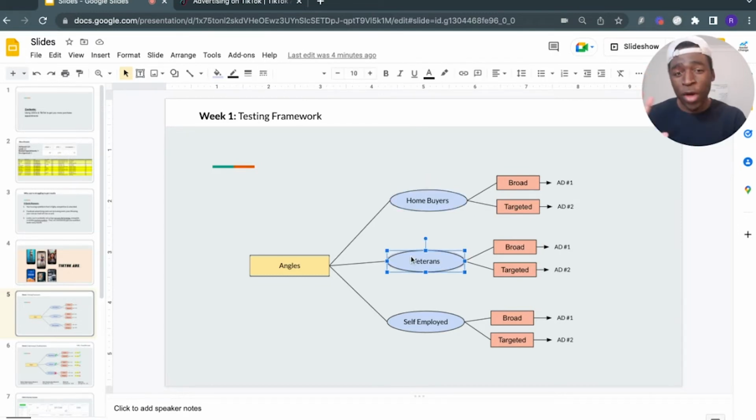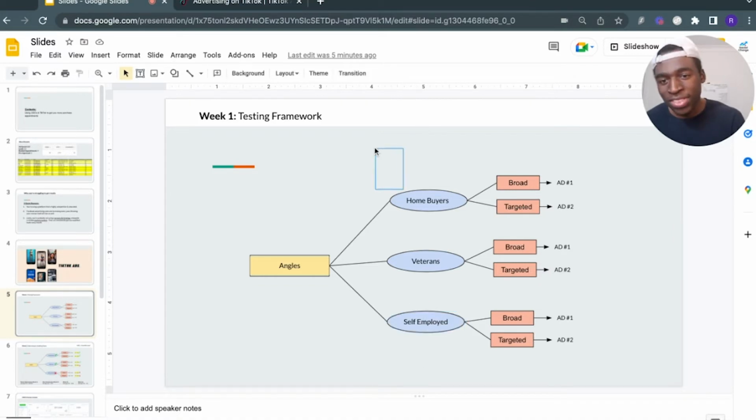Now, as for angle number 2, you could have a video specifically for first responders, right? If you do have special programs, special schemes, or special grants for people that are first line responders, like they do in the US, you can have an angle specifically for that, right? And for angle number 3 here, we were testing people that were self-employed because at the time there was actually a home buying program for people that were self-employed.